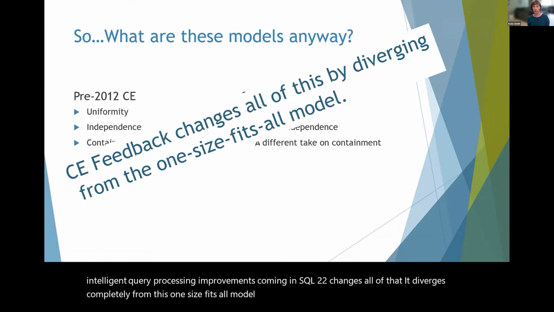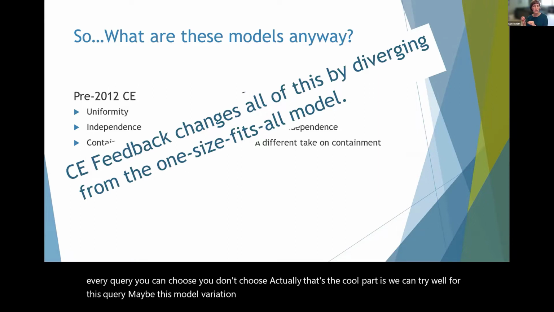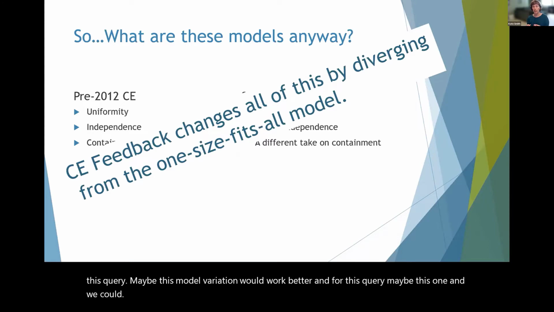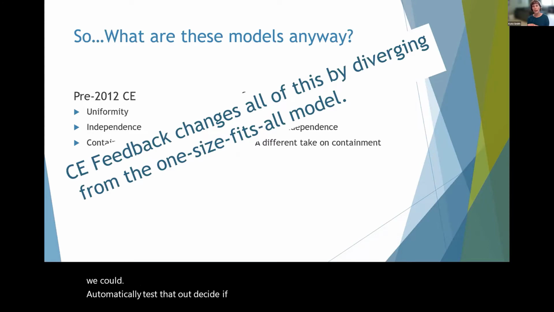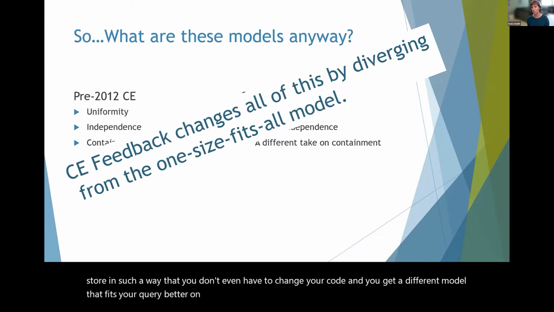Now, for every query, not just every workload, but every query, you can choose, well, you don't choose. Actually, that's the cool part, is we can try. Well, for this query, maybe this model variation would work better. And for this query, maybe this one. And we could automatically test that out, decide if it really is better, and then encapsulate that using Query Store in such a way that you don't even have to change your code, and you get a different model that fits your query better on a per query basis, which is super cool.